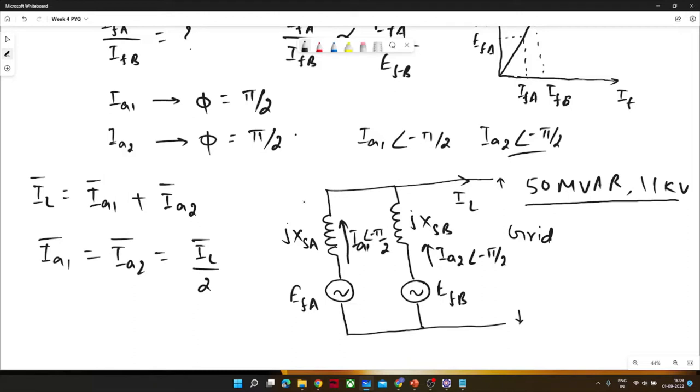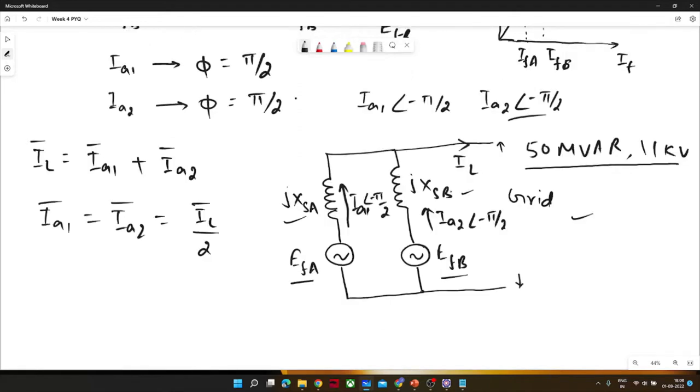Now, the other thing in the problem is to find the ratio of EFA and EFB, and then we can calculate the ratio of IFA and IFB. For that, we have to apply some KVL. We know the voltage is 11 kV at this point. XSA we know, XSB we know. We can calculate EFA. So let us proceed.